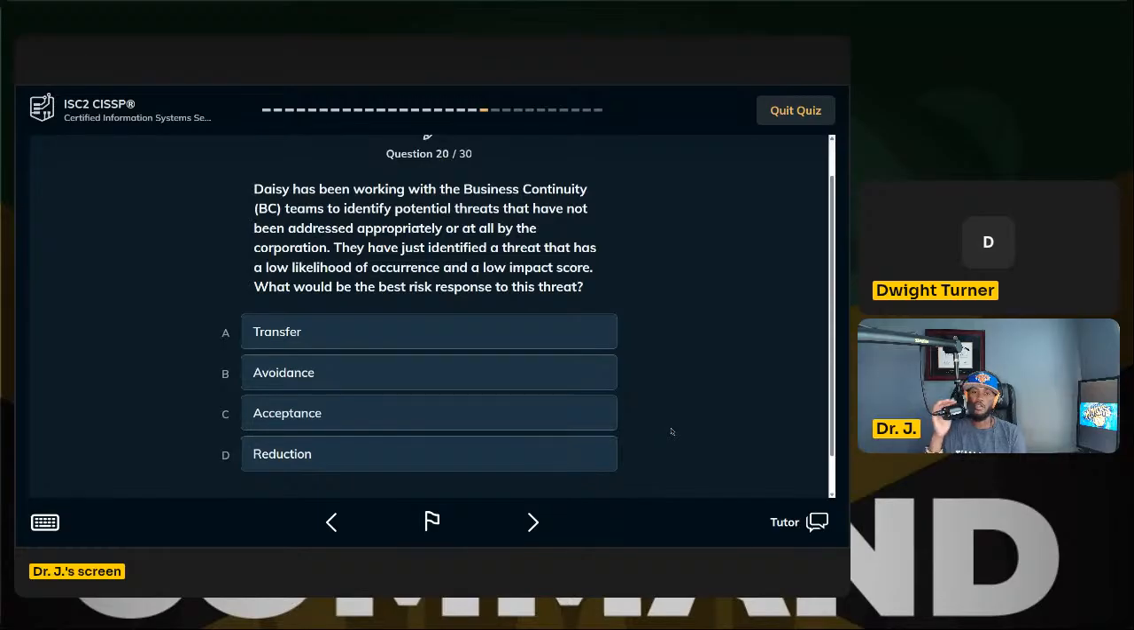Daisy has been working with the business continuity teams to identify potential threats that have not been addressed appropriately or at all by the corporation. They have just identified a threat that has a low likelihood of occurrence and a low impact score. What would be the best risk response to this threat?